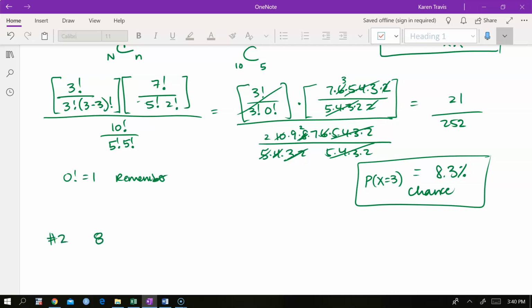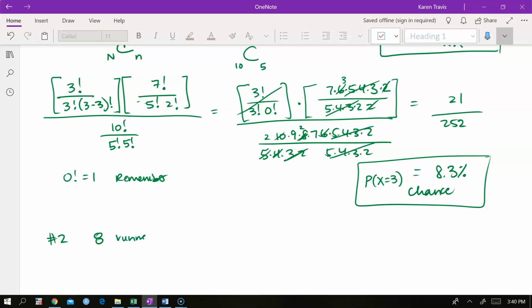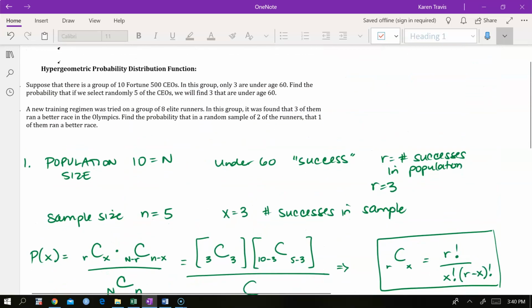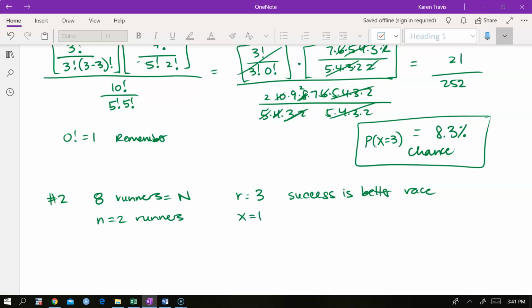In this story, there's 8 runners. And so that's my whole population. Out of that group of runners, 3 had a better race in the Olympics. So that's the successes in the population. Then we're going to take a sample of 2 runners and find the chance that one of them had a better race.